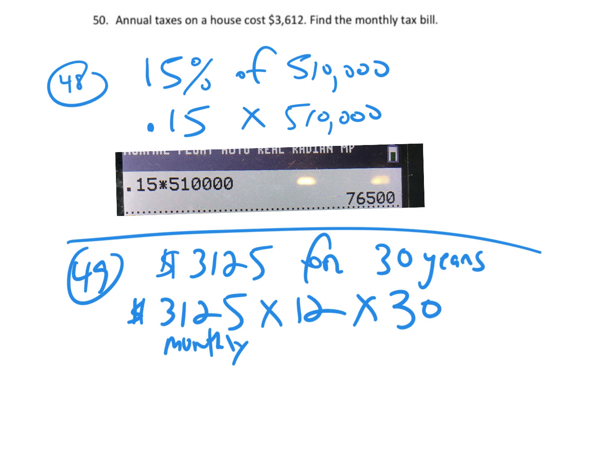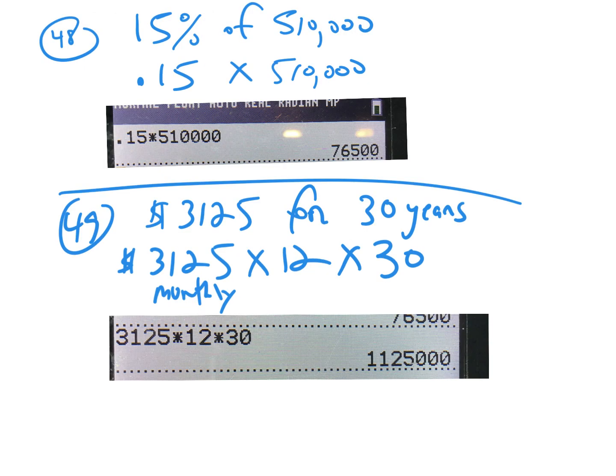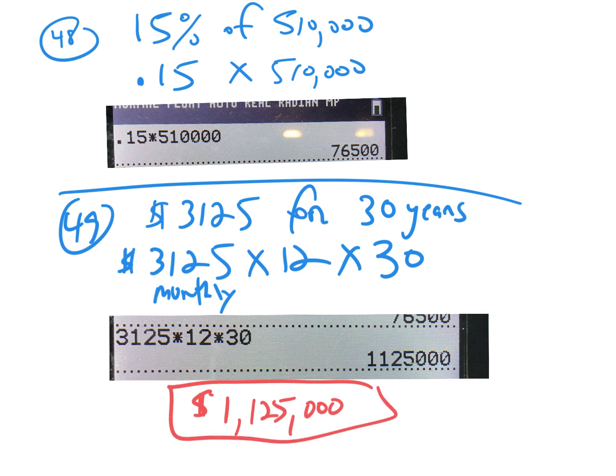So it looks like your total payback is going to be this figure. $1,125,000 on the nose. $1,125,000. A lot of money over 30 years.